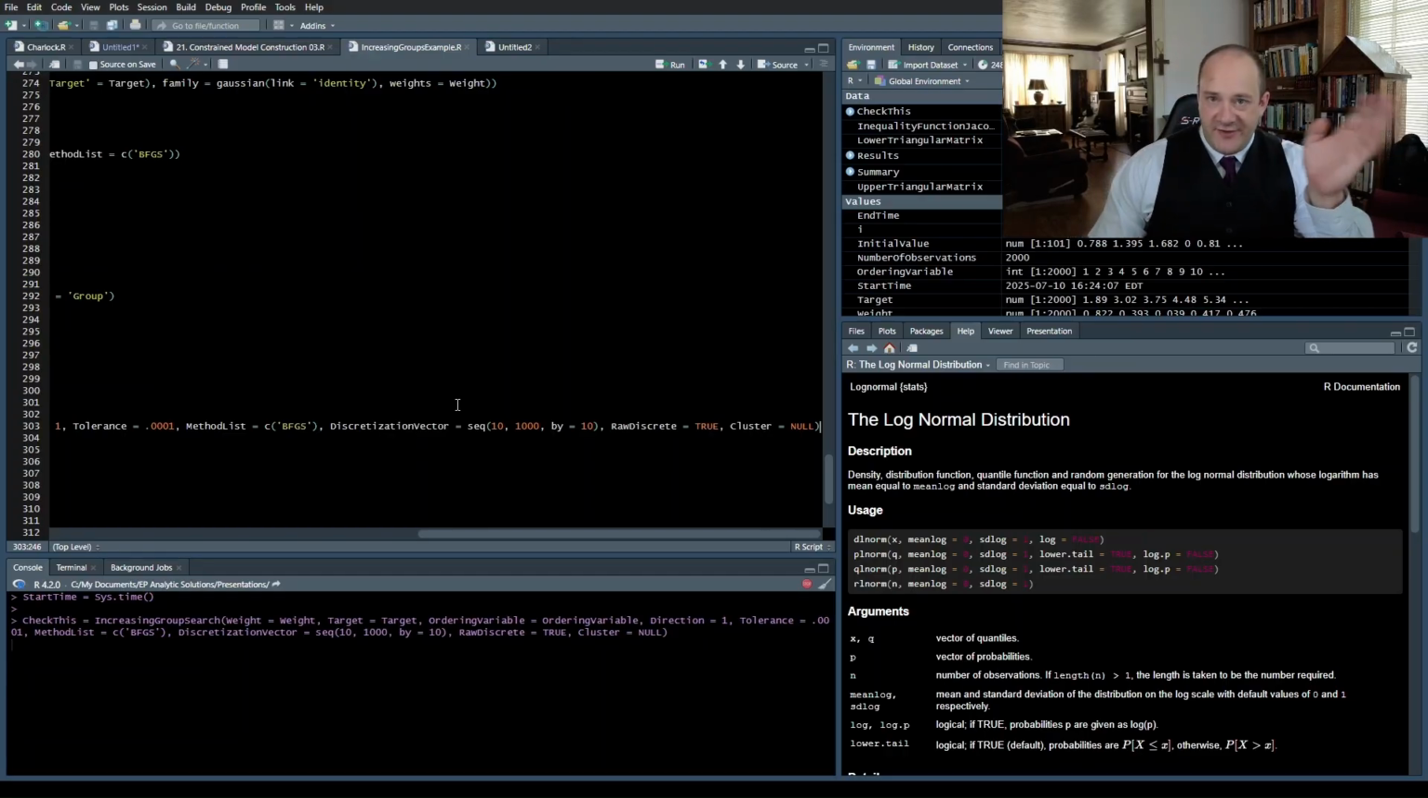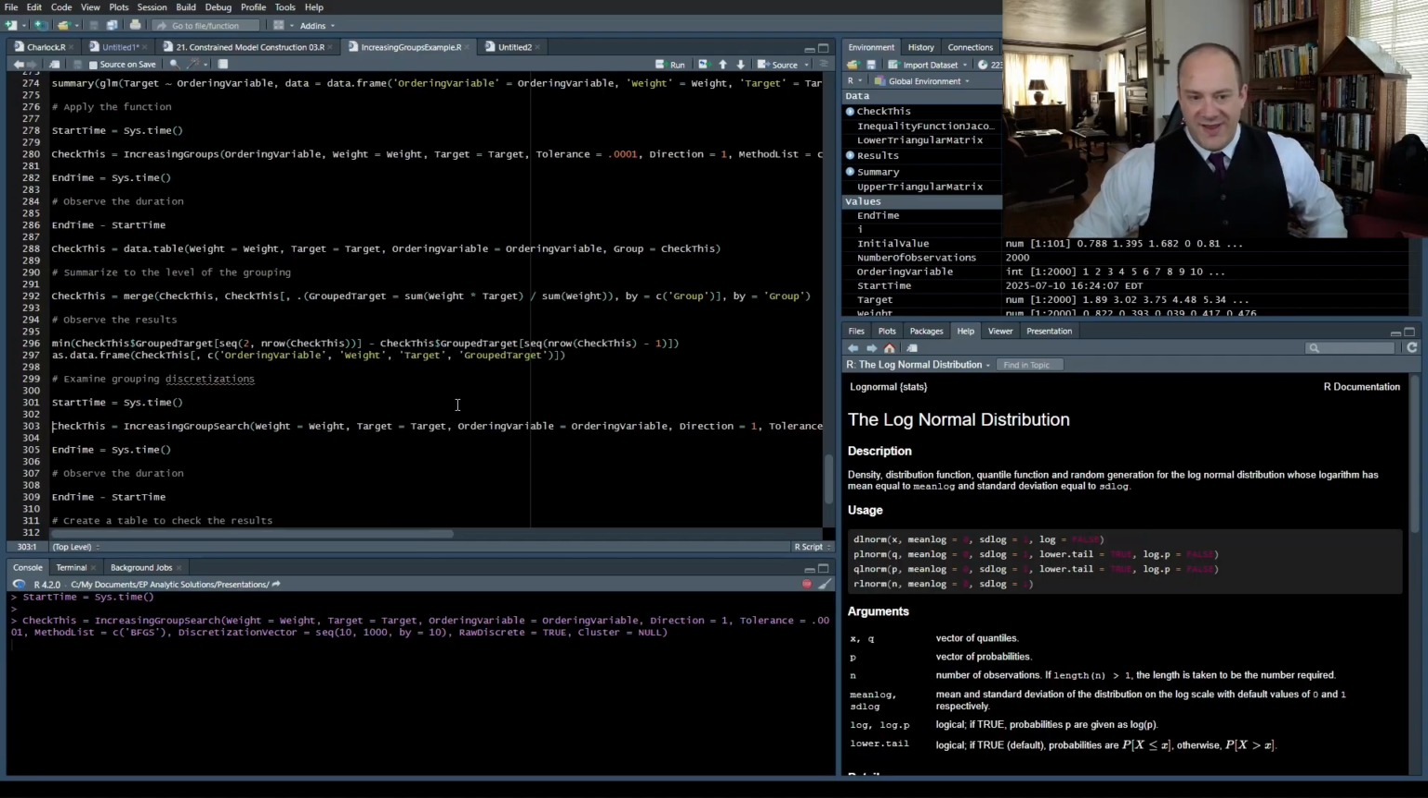Now, because these runs, when you're doing all these different discretizations, don't rely on each other, that means it can be parallelized, and that is the point of the cluster parameter here, that you can parallelize this. It will go faster when you do that.